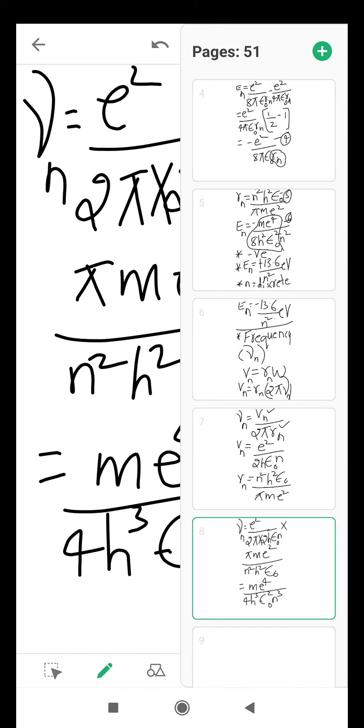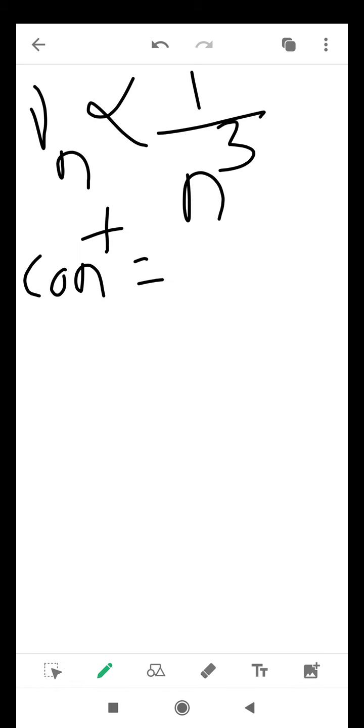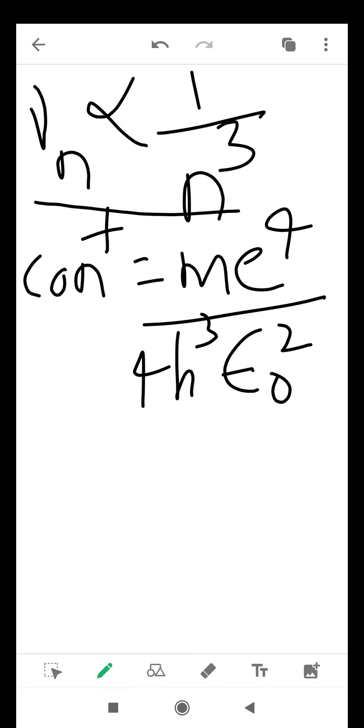Here observe all terms are constants except n cube. Therefore frequency varies as the cube of n, that is the principal quantum number. Here the constant refers to m e raised to 4 divided by 4h cube epsilon naught square. Now this is important: the frequency is inversely proportional to the cube of the principal quantum number.